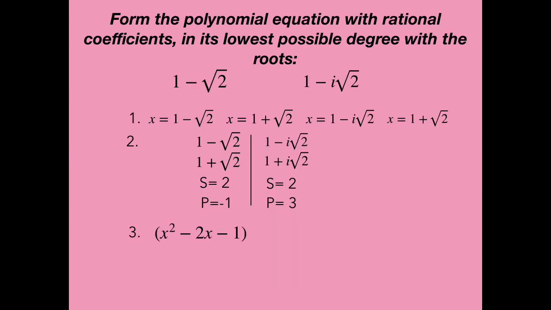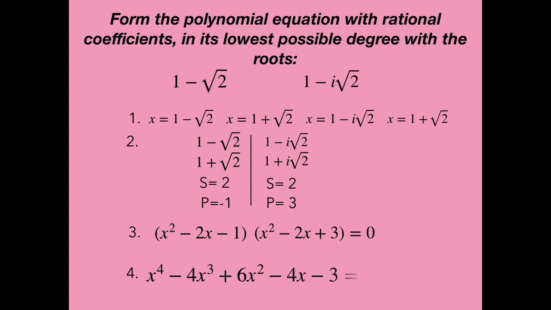Now you use x squared minus sx plus p for both pairs. When you substitute s and p for both pairs, you end up with x squared minus 2x minus 1 times x squared minus 2x plus 3. Multiply them together and you get x raised to 4 minus 4x cubed plus 6x squared minus 4x minus 3 equals 0.